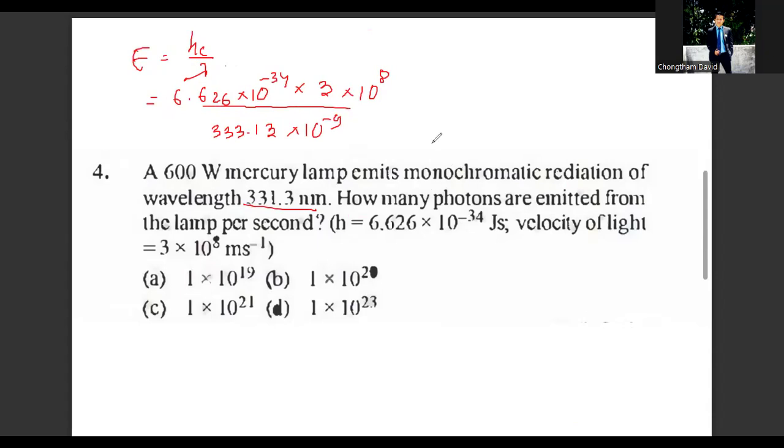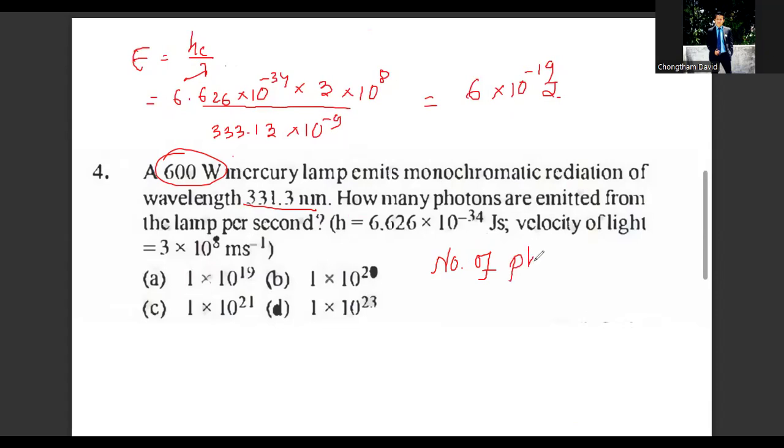So simplify this. Approximately you can cancel this 2 and this would give rise to approximately 6. And when you take all these numbers, minus 34 minus 9, reduced to approximately minus 25 and 8, 19, right? So 6 into 10 to the power minus 19 joule. Now that you have the energy, what about number of photons emitted per second? You have to divide the given watt, that is 600, by this number. So photon is the packet of energy of light, right? Or quanta in the case of energy, photon in the case of light.